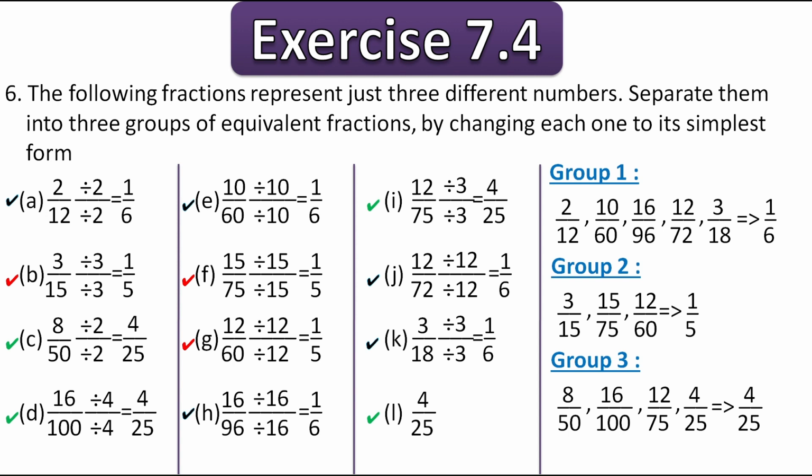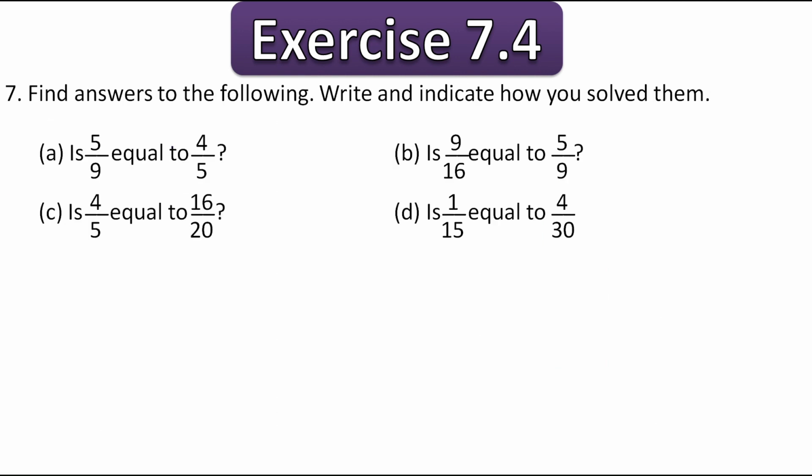Now let's move to the next question, that is the 7th one. Find answers to the following, write and indicate how you solve them. So the first one is 5 upon 9 equal to 4 upon 5? To compare these two fractions, we have to find the LCM. So first we will find the LCM of 9 and 5.